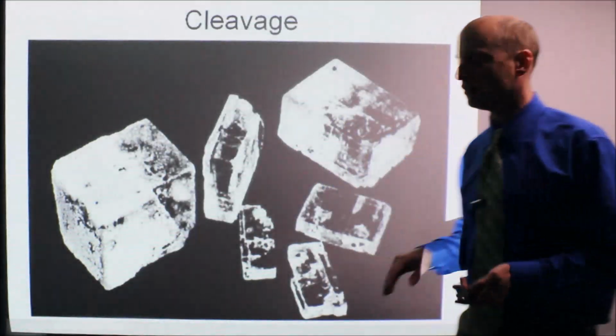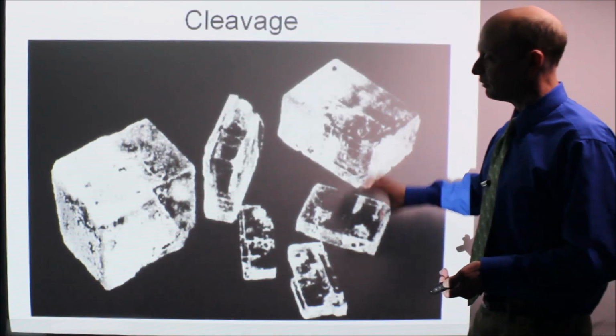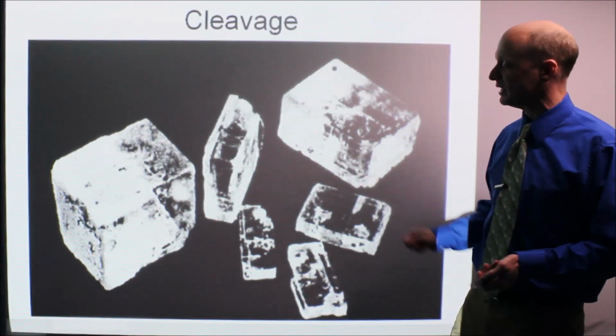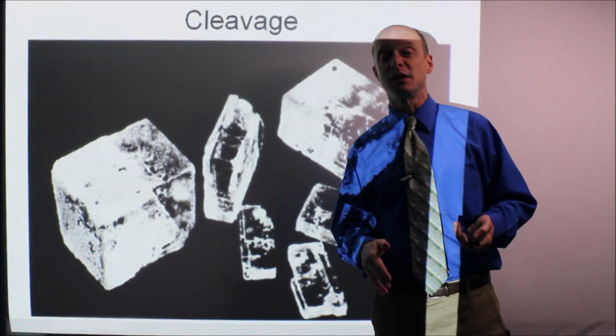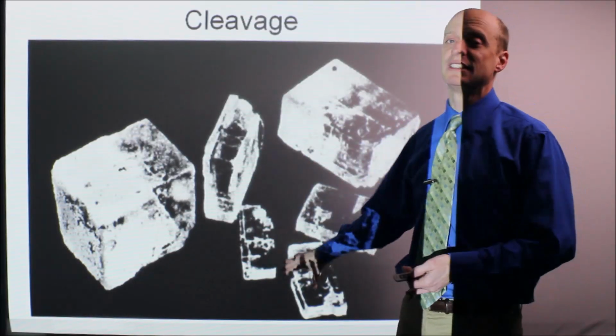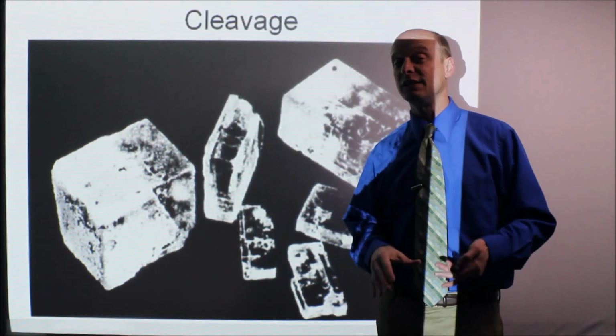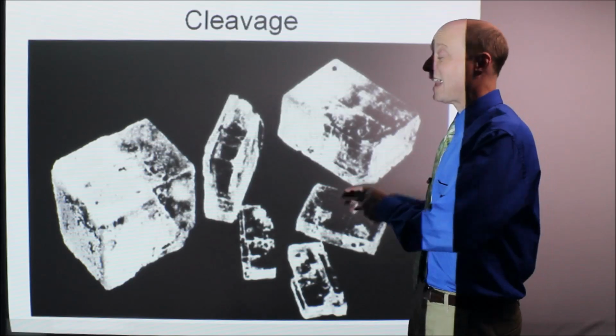So this picture here is from a Regents exam, and it shows a really, really good example of cleavage. This was one piece, hit it with a hammer, and it breaks into these cubes. It looks like it's been cut, but it hasn't. Now, this is a really good example of cleavage. Not all cleavage is this clear and obvious.